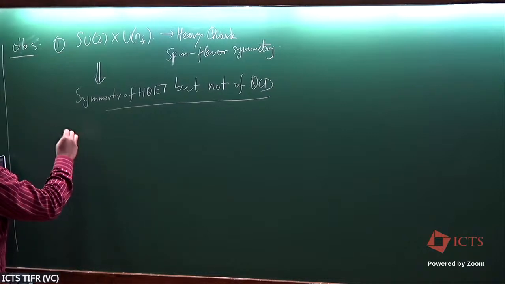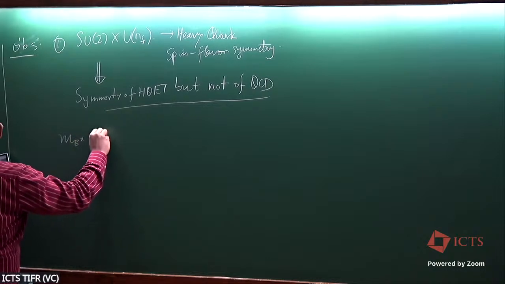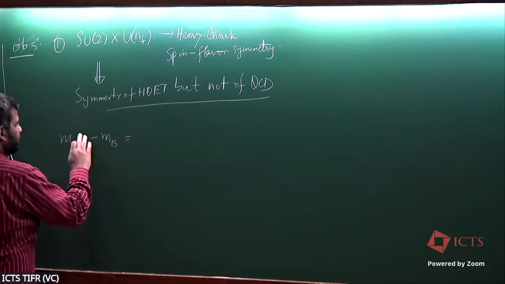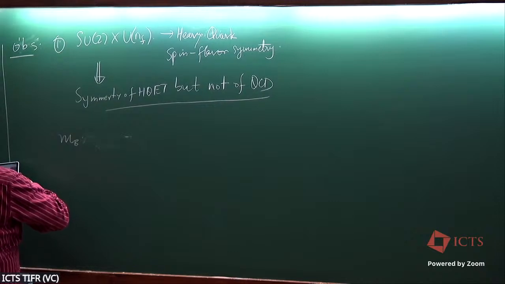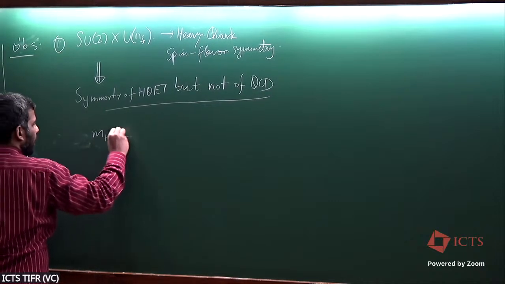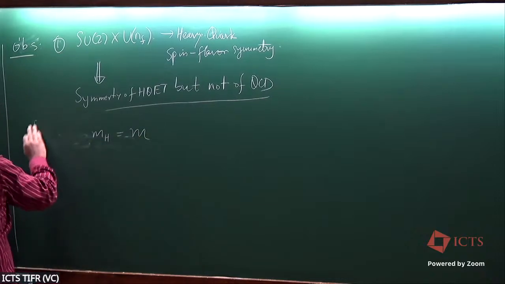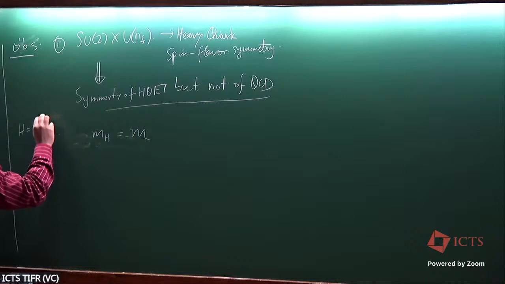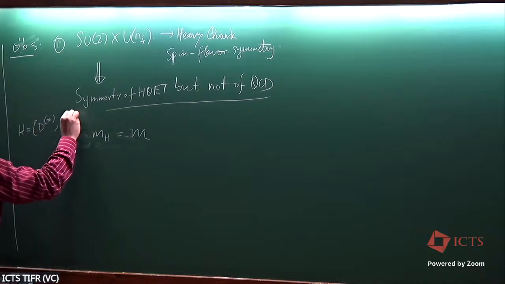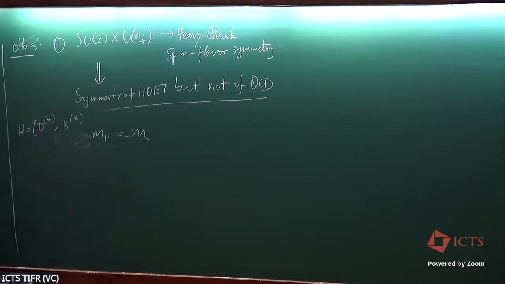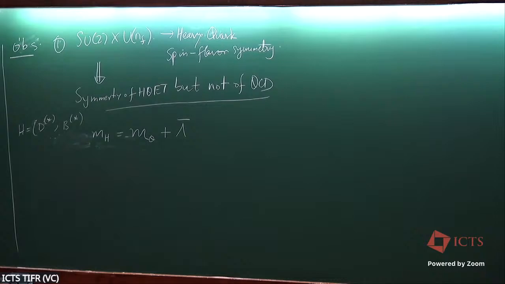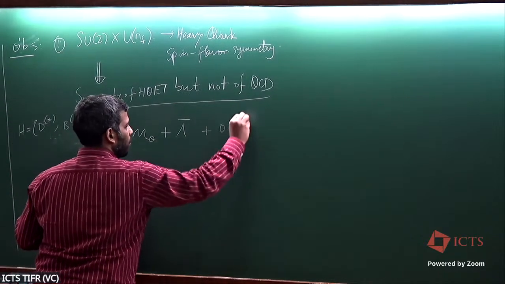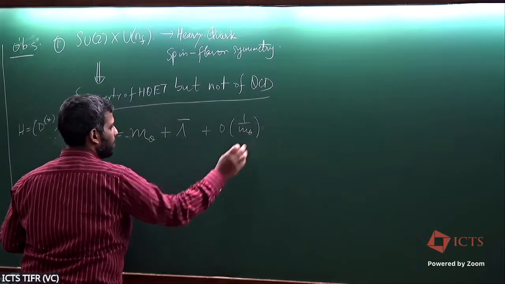My hadron mass, so my hadron is D star, D star or D star or BB star or ones with strange mesons or ones with P wave mesons or anything, is MQ plus some lambda bar associated with the soup of the light quark plus some order 1 over m term that I have not described till now to you.